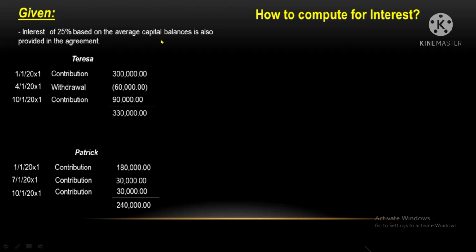So let's start with Teresa's. On 1/1/20x1, Teresa contributed 300,000, right? So to get the average balance, let's multiply it with a fraction, with the numerator pertaining to the number of months that's needed to pass to get to the year end. The year end in this case is December 31, 20x1. And since the contribution date is 1/1/20x1, how many months need to pass to get to 12/31/20x1? The answer is 12 months, right? So that's the numerator, 12. The denominator is fixed at 12. So 300,000 times 12 over 12 equals 300,000 still.